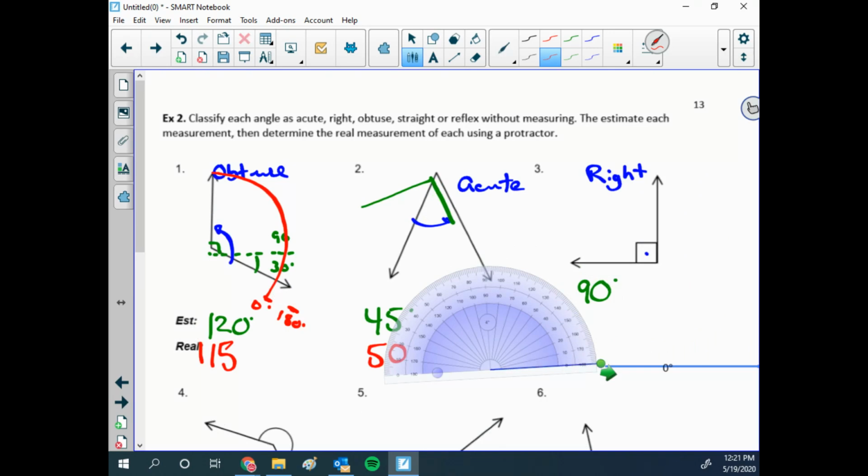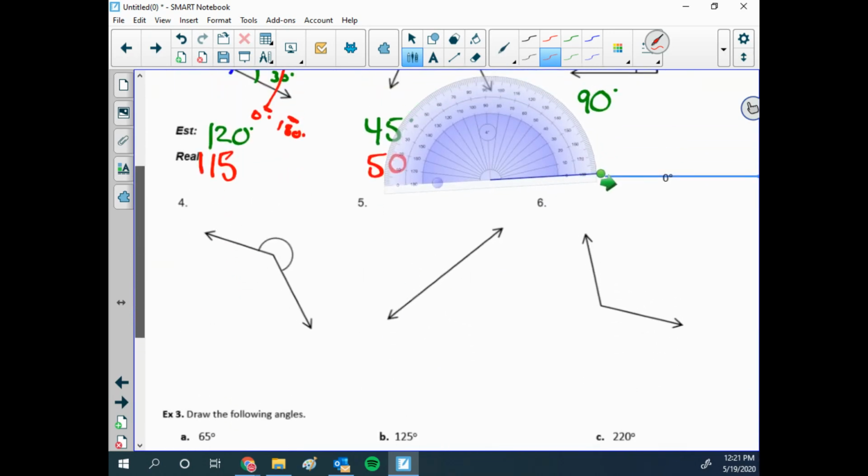Okay, let's do a few more. So again, we got to say what type of angle it is, then estimate, then actually measure. So this line right here, number 4, that's a reflex angle because it is over 180 degrees, but less than 360. This looks like a straight line, so I'm going to say that's just a straight angle. And this one right here, assuming we're looking at this angle, that would be obtuse.